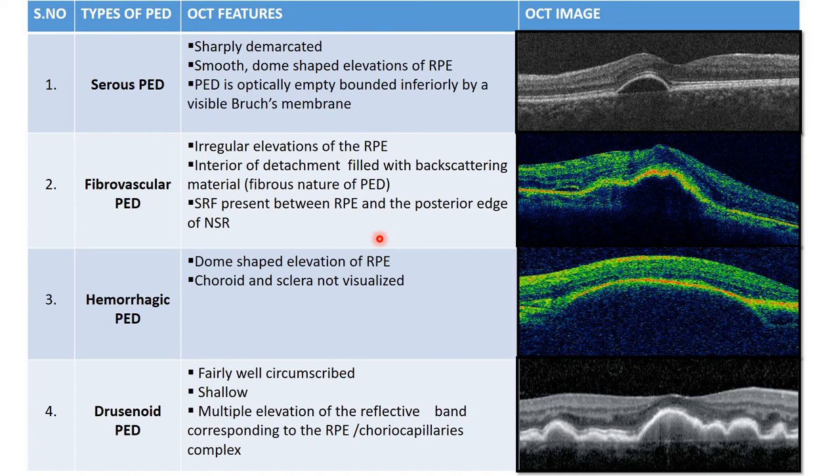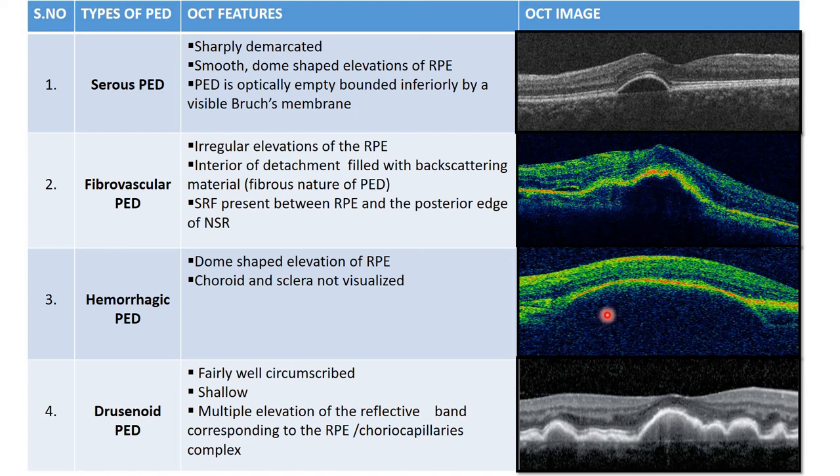So here, in case of a serous PED, this is how it actually looks like. It will be sharply demarcated, and then there will be a smooth dome-shaped elevation. Okay, and you will be able to see an optically empty space. Okay, so when it comes to fibrovascular PED, there would be irregular elevation of the RPE. Then there would be an inferior detachment, and you will be able to visualize SRF presence in the space here.